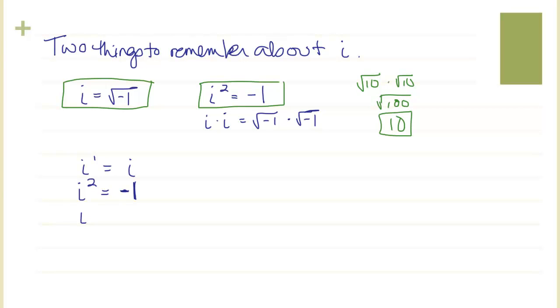Okay, well, what if I multiply i times i squared? I'm going to do this off to the side in some other color. i times i squared. Well, i is just i, and i squared is -1, so that's -i. So i to the third is -i.